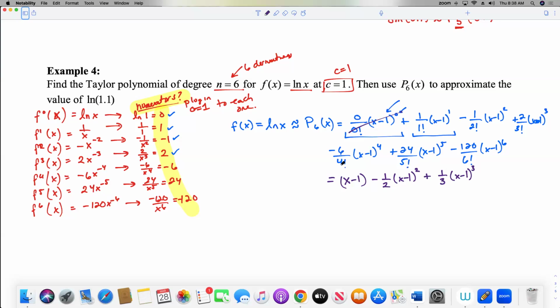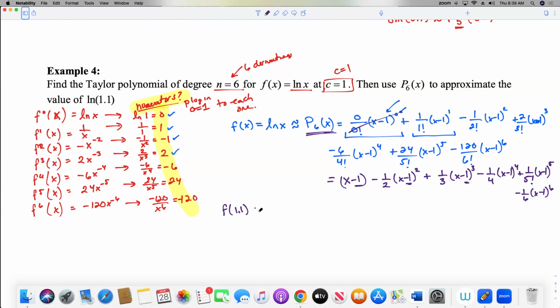Now negative 6 over 4 factorial, 4 factorial is 4 times 3, which is 12 times 2, which is 24. And negative 6 over 24 is just going to be 1/4. And once you see the pattern, and there will be patterns everywhere in this, you know where this is going. I wish I gave myself more room, but it's okay. Minus 1/6 x minus 1 to the 6th. So this is our Taylor polynomial centered at 1 that we're going to use to approximate f of 1.1.